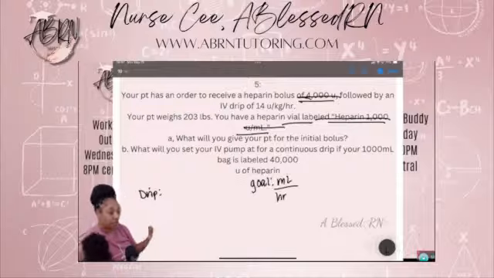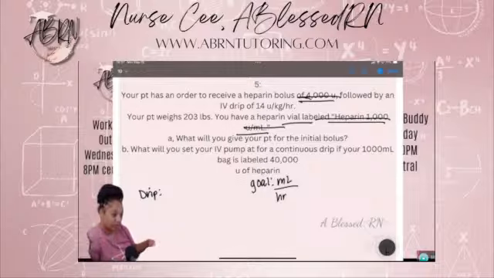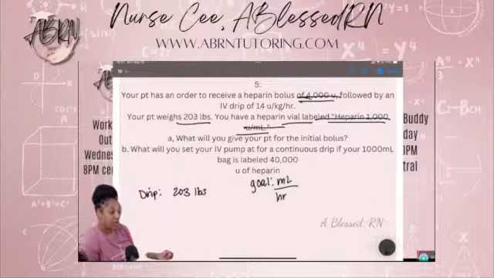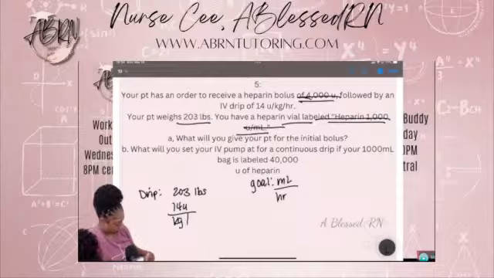So now we need to find our drip. So that's going to be milliliter on the top and hour on the bottom. Okay. So PPP, patient prescription product. Our patient's weight is 203 pounds. Our prescription is 14 units per kilogram per hour. And then our medicine is going to be 40,000 units in 1,000 mLs.